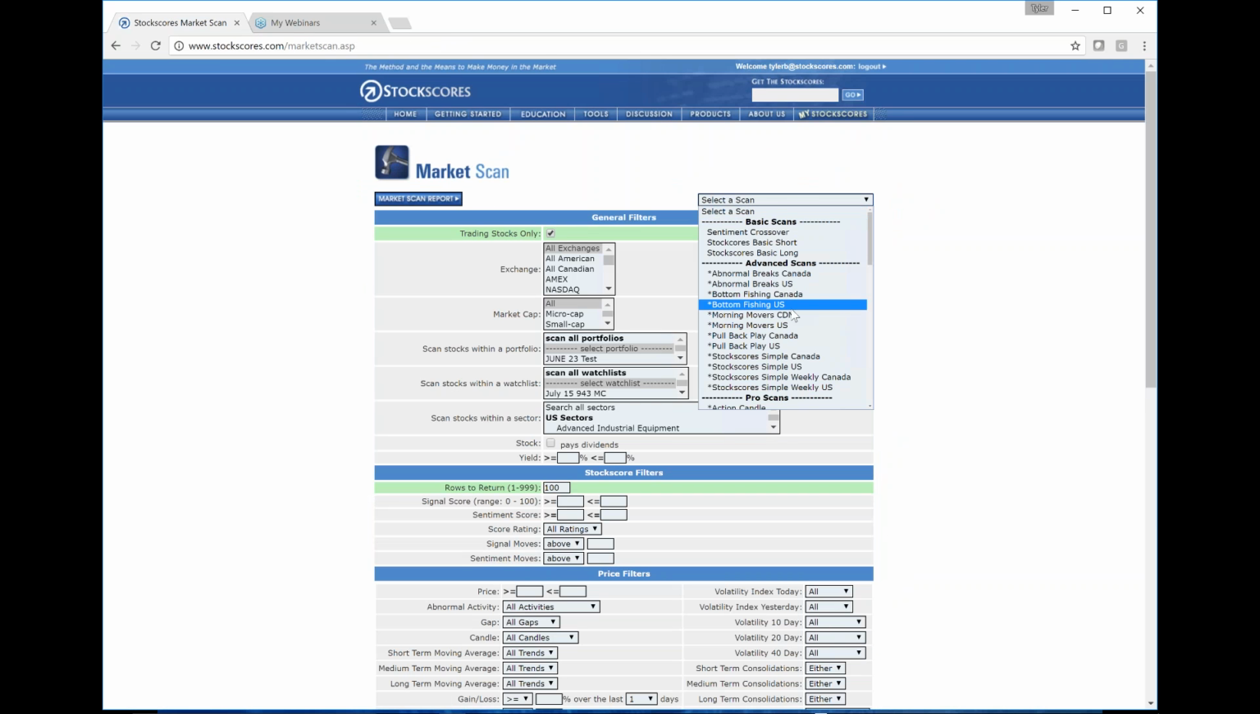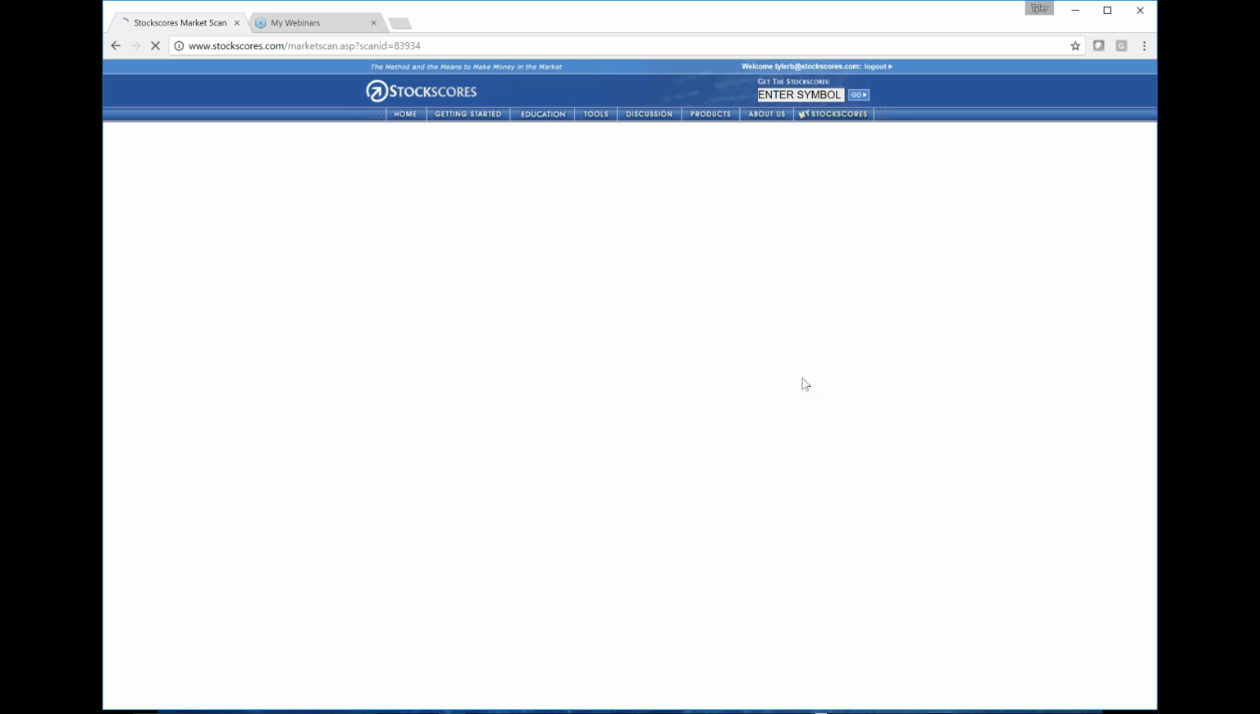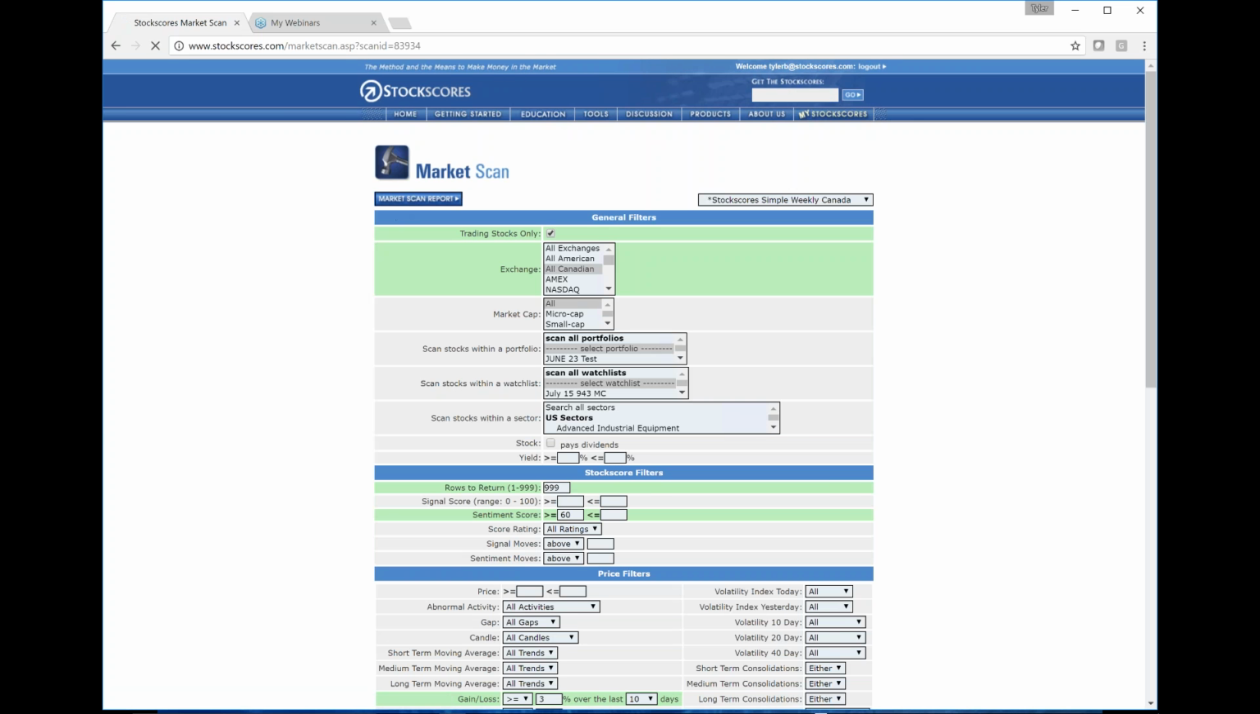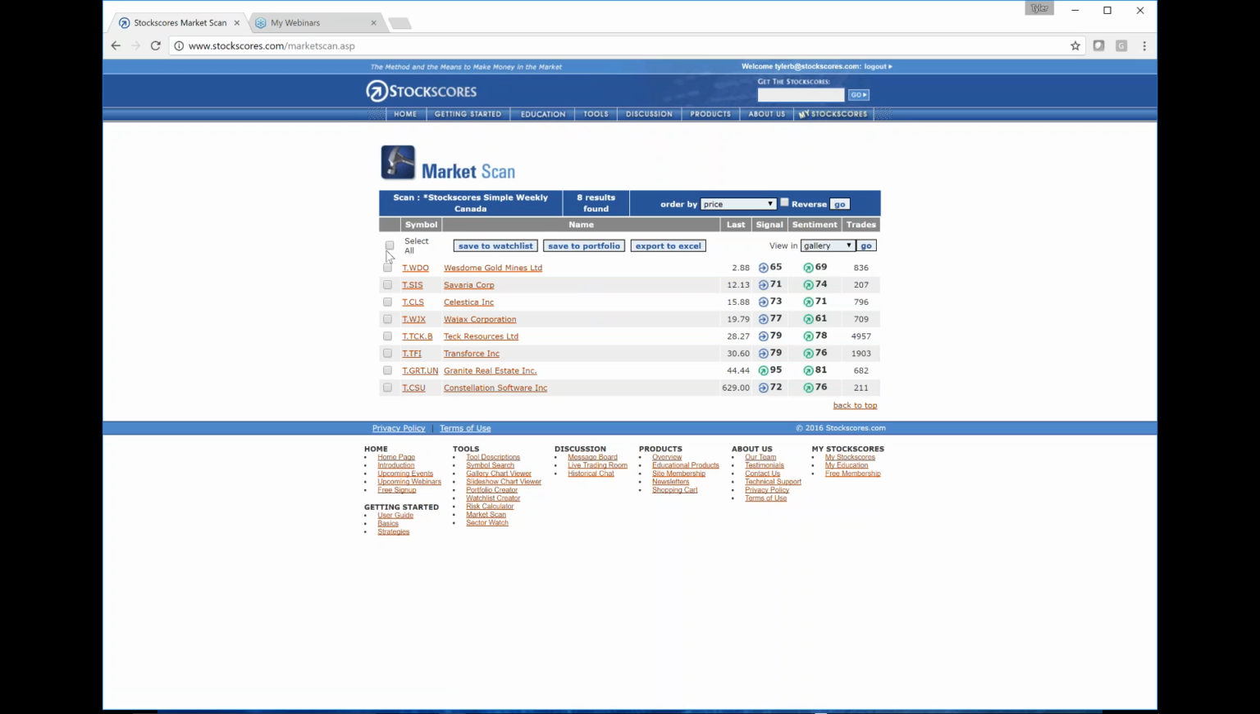And so we're going to select Stockscores Simple Weekly. We can do that on the Canadian or the US market. Let's try Canada and run the report. And it found for us 8 stocks to look at. Now, typically, you would get more than this. I would say for the Canadian market, I would expect to see at least 20 or 30 and sometimes many more if the market's in good shape.